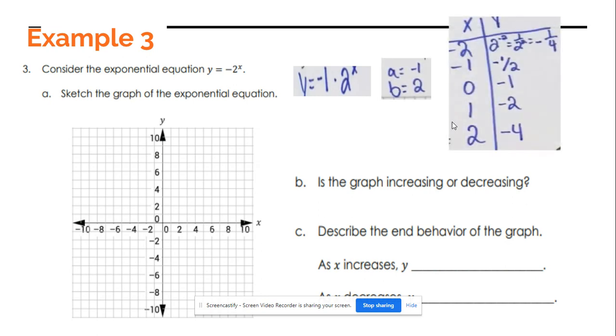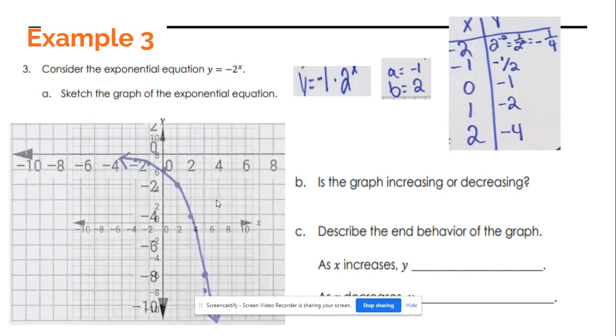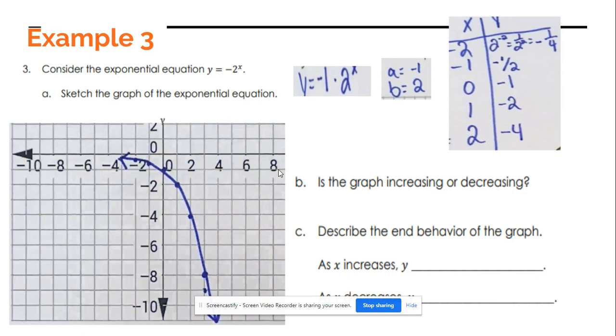I've made my table of values, keeping the standard -2, -1, 0, 1, and 2. I can look at this and say very quickly, I know the a value is my y-intercept. So when x is 0, y is -1. I can then multiply by my common ratio. So -1 times 2 is -2. -2 times 2 is -4. And I can work backwards the exact same way. And my graph is now going to look something like this.